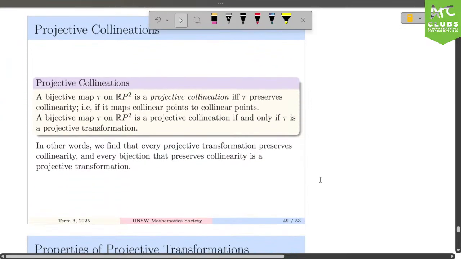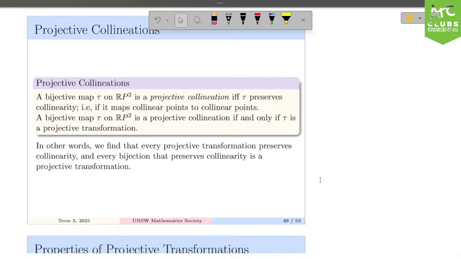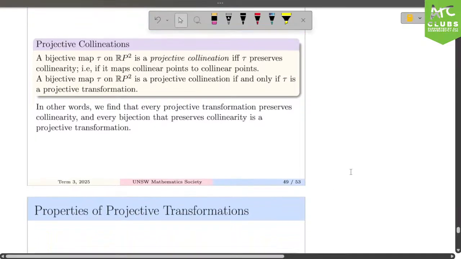Okay, so a projective collineation is just a projective transformation that is also a collineation. And the claim is that every projective transformation formed by a matrix is just a projective collineation, and vice versa. So we have that every transformation in the projective group preserves collinearity, which is very useful for various proofs, as we'll see at the end of this.